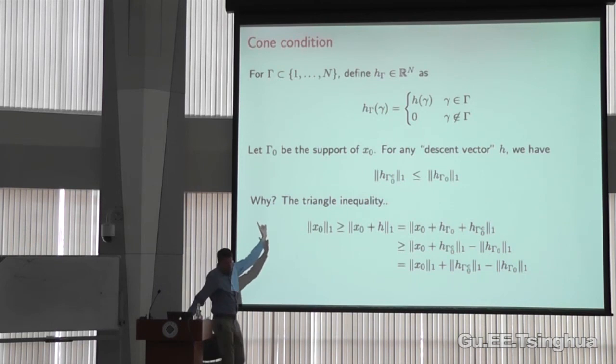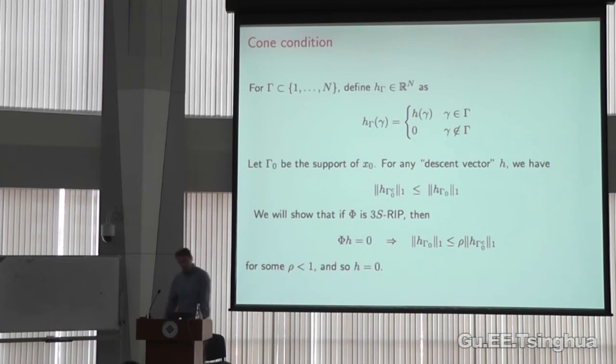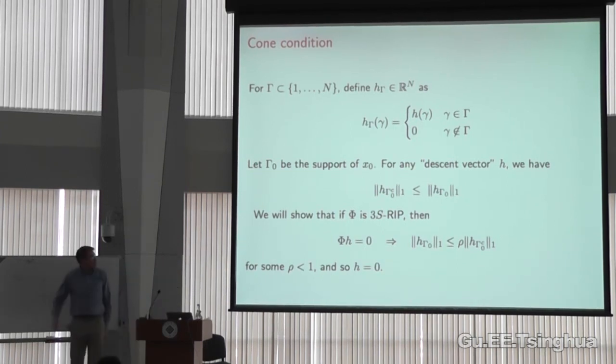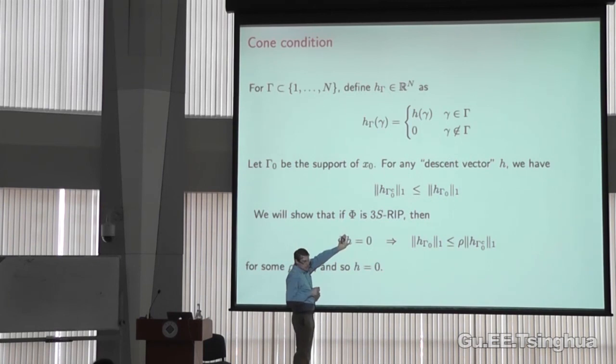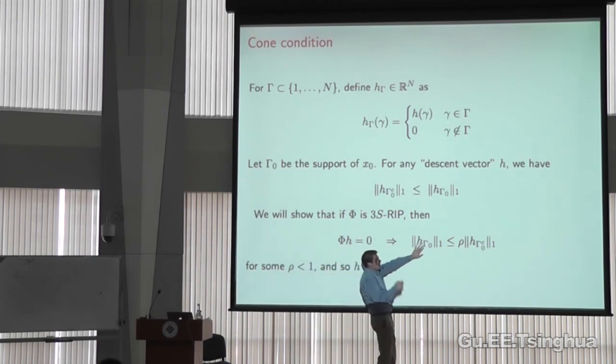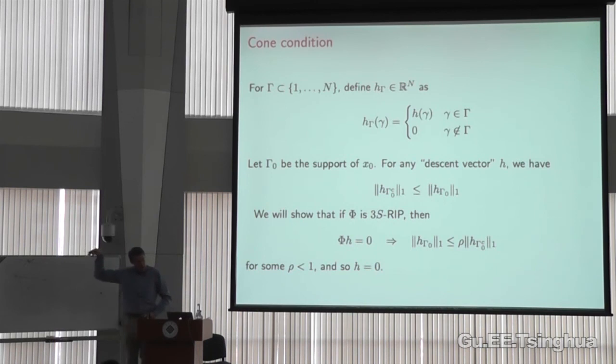Okay, so that's one thing. Every vector that's a descent vector has to have this, and now we just want to show this is incompatible with being in the null space. So this is what we say. Look, this has to be true just from properties of the L1 norm. But if it's also true that this matrix has the quote-unquote 3s RIP, and h is in the null space, then this can't be true. In other words, there's some rho less than 1 such that the sum of the magnitudes on the support is less than rho times the sum of magnitudes off the support.